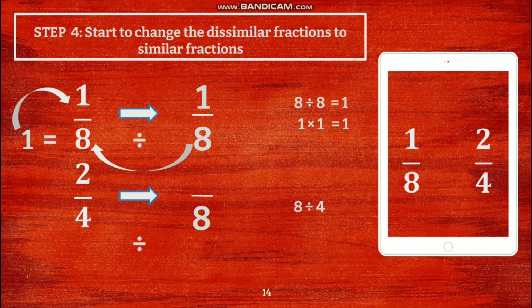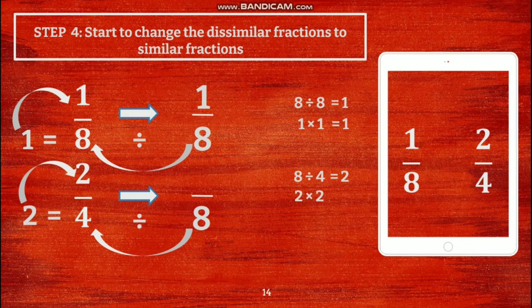Let's do the same thing in the fraction below, which is 2/4. Divide 8, which is the new denominator, by the old denominator, which is 4. 8 divided by 4 is 2. Then multiply the quotient by the numerator 2. 2 times 2 is 4.